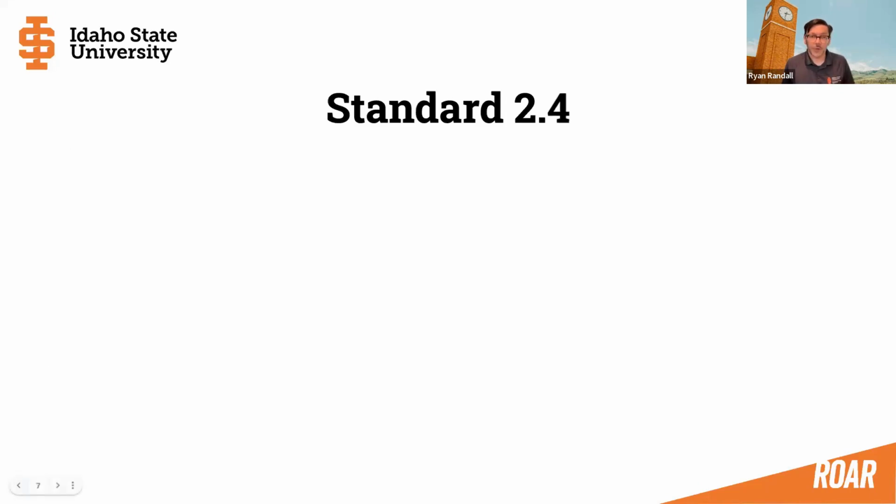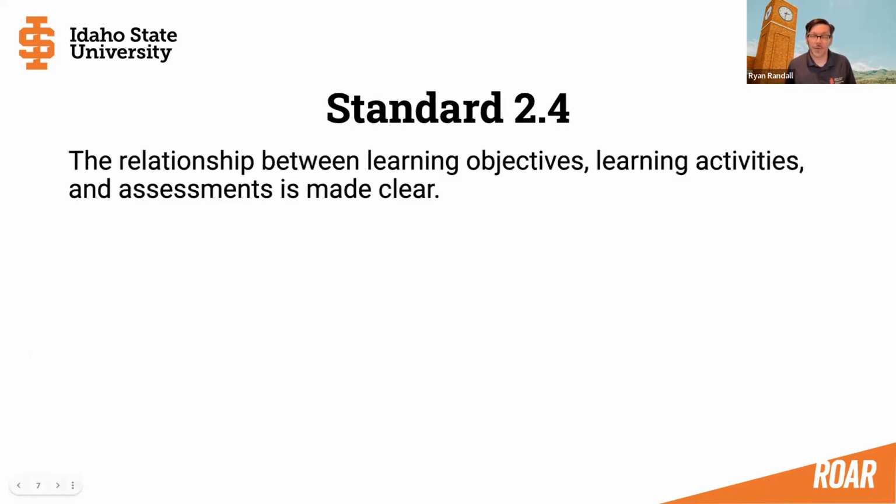For standard 2.4, again, as with standard 2.3, the emphasis is on clarifying the relationship between elements of the course so that students can readily perceive what you've designed. So standard 2.4 reads, "The relationship between learning objectives, learning activities, and assessments is made clear." Clarifying this relationship of how learning activities and assessments connect to learning objectives will help students not end up accidentally feeling like the elements of the course are arbitrary or purposeless.